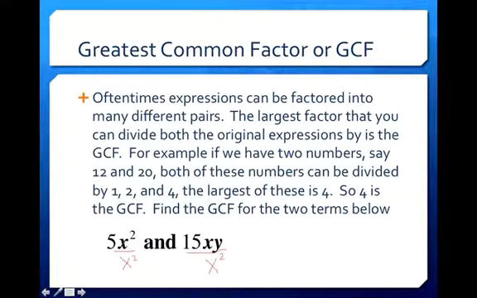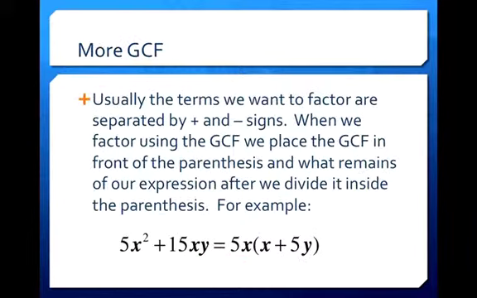So actually, I can divide both the numbers by 5, I can divide both of these terms by x, and that's it. I can't divide both terms by y. So our greatest common factor is 5x. You can do it by 5, you can do it by x, but the greatest is to do both of those, 5x.